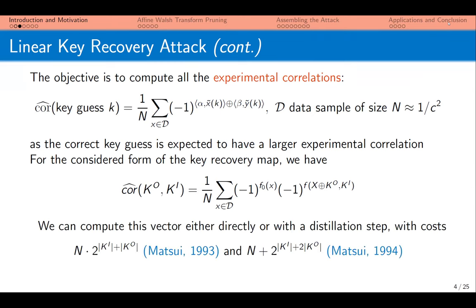Originally, we knew of two algorithms to compute this vector. The original one has a complexity which is the product of the size of the data sample times the total number of key guesses. The second one uses a distillation step and its complexity has two terms. The first is proportional to the size of the data sample, and the second only depends on the size of the key guess, but the outer key bits have to be paid twice, hence the factor two.